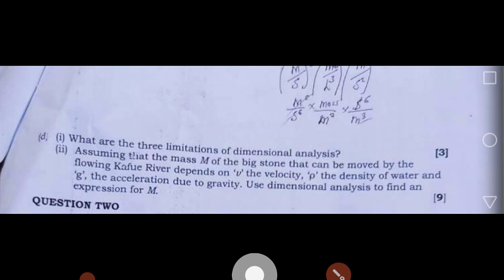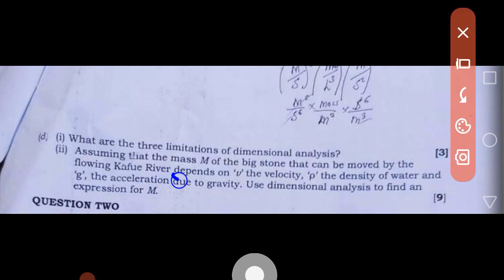So to the deriving equations ones, which is the second one, that says, assuming that the mass m of the big stone that can be moved by the flowing river depends on velocity v, density rho, and what? Gravity g, acceleration due to gravity. Use dimensional analysis to find the expression of m.